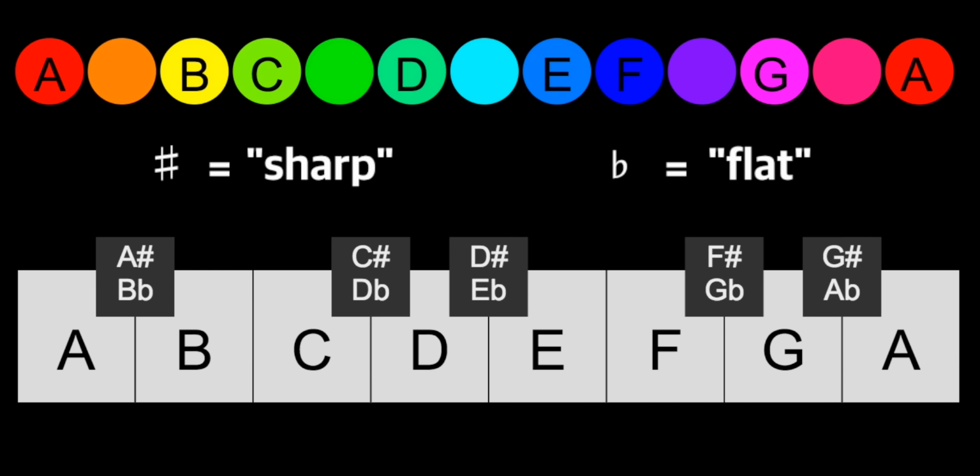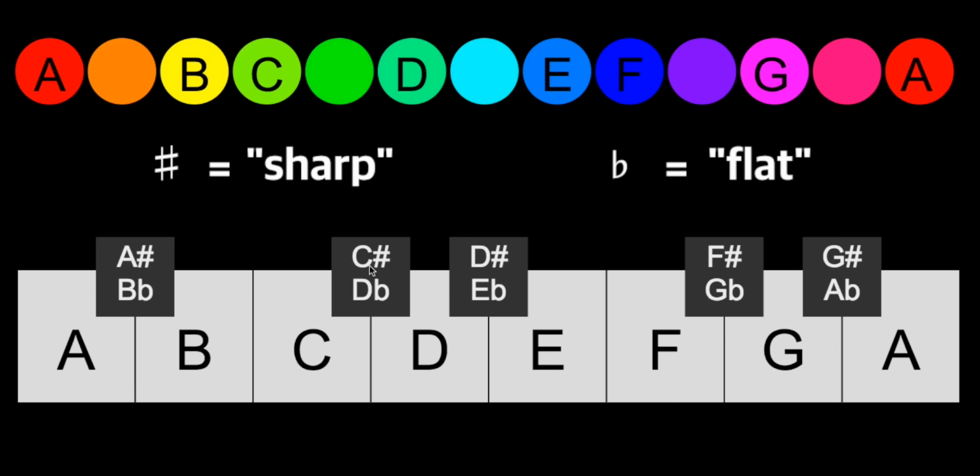The easy way to remember this is if you sit on something sharp, you go up, and if you're driving your car and you get a flat, you go down. And so this note is called A sharp or B flat. A sharp because we go up one, B flat because we go down one.